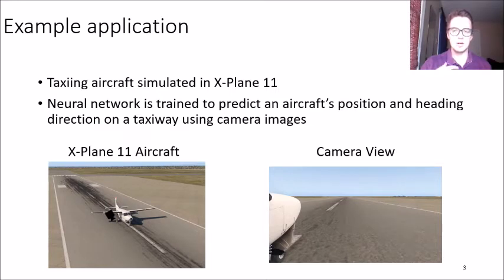So I'll be considering an example application throughout this talk, which is a taxiing aircraft simulated in X-Plane 11. The idea is that we have this trained neural network that predicts the aircraft's position and heading direction on this taxiway just using the camera images. So this is all in simulation, and the bottom right image shows what the camera would see that's simulated to be on the right wing of this aircraft.